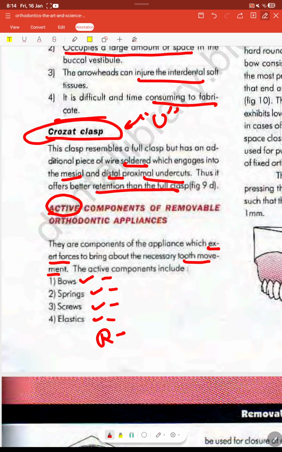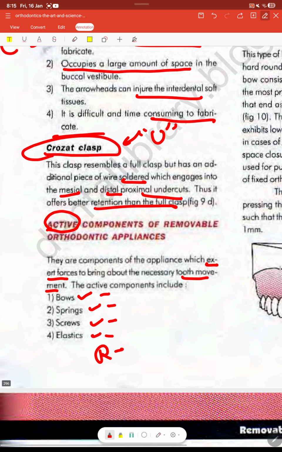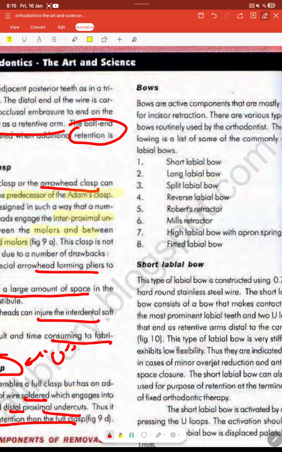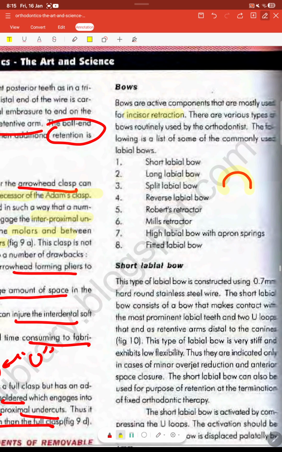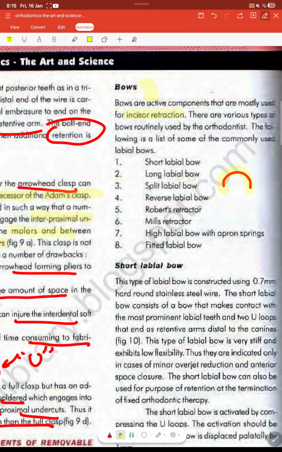So the active components of the removable orthodontic appliances are those which exert force to bring about necessary tooth movement. Now we are going to start with bows. Bows are active components that are mostly used for incisor retraction. If you want to make notes, you can write: bows are used for incisor retraction.